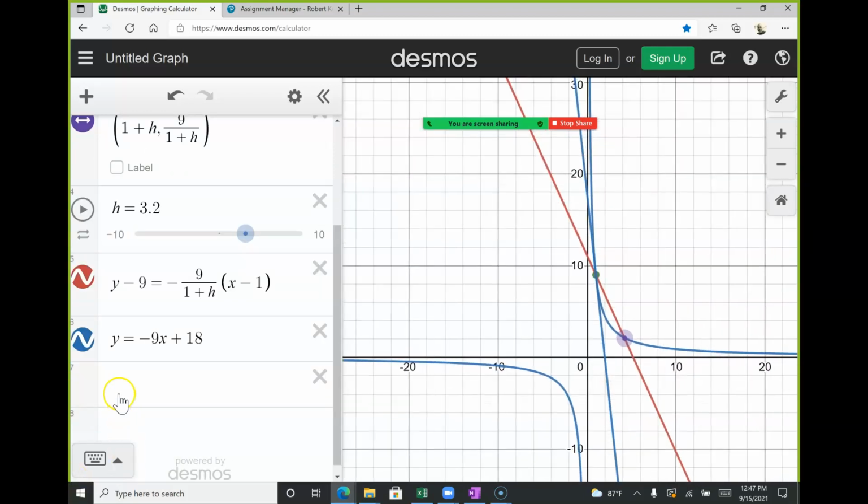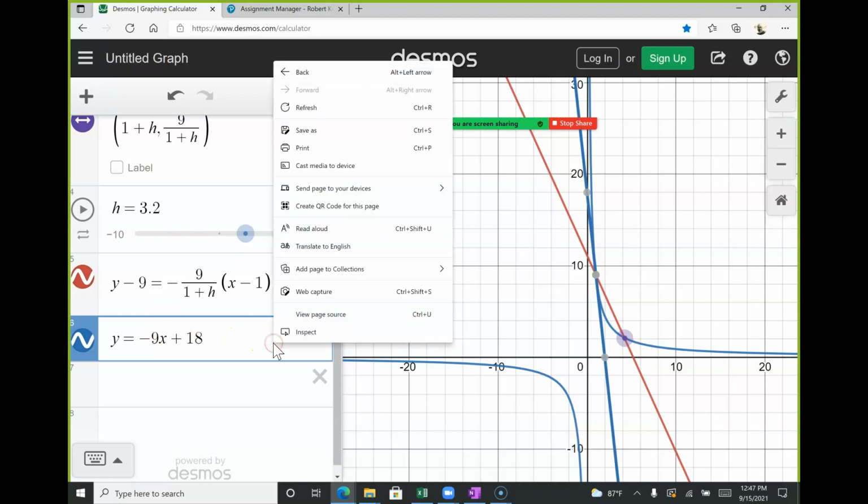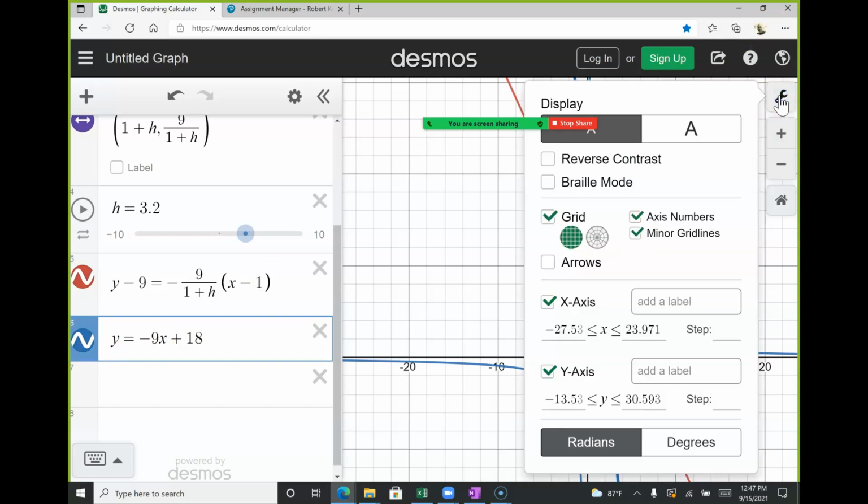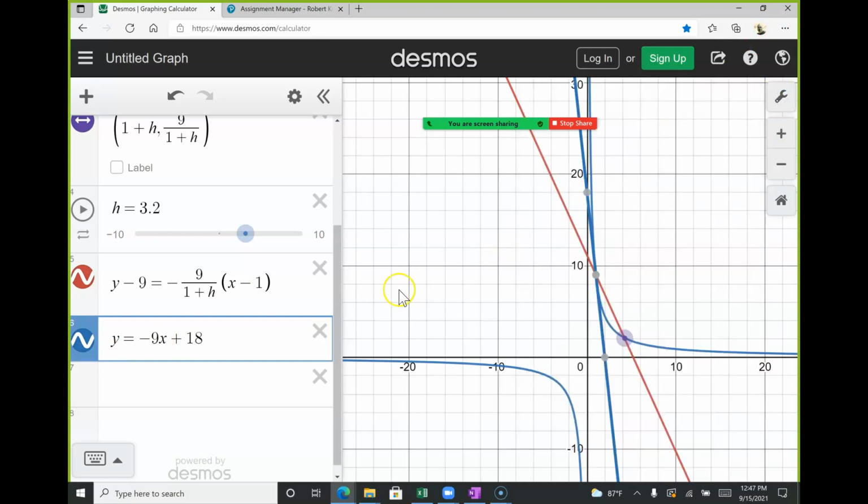Let me just change the color of that. Forget how to do it. Oh, it's over here. Nope. I forget how to change the color. I think if I just graph it again, it'll give me here. Now it's green. That's fine.